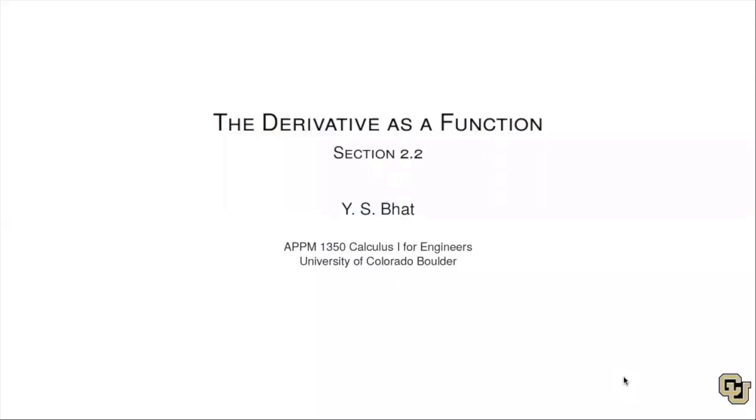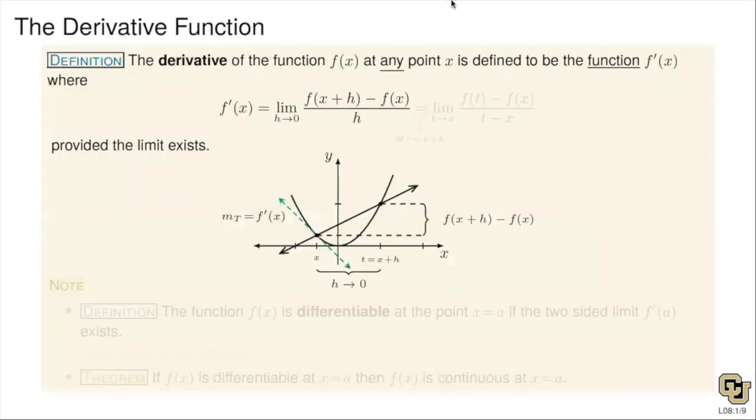And so the idea here is that the derivative is actually its own mathematical object. It does not need any application to justify its existence. Math in general doesn't, it's its own science. And so here we're really looking at the derivative as a mathematical object. The main difference right now that I want you to notice is that in this definition, I say the derivative of a function f of x at any point x is defined to be the function f prime of x.